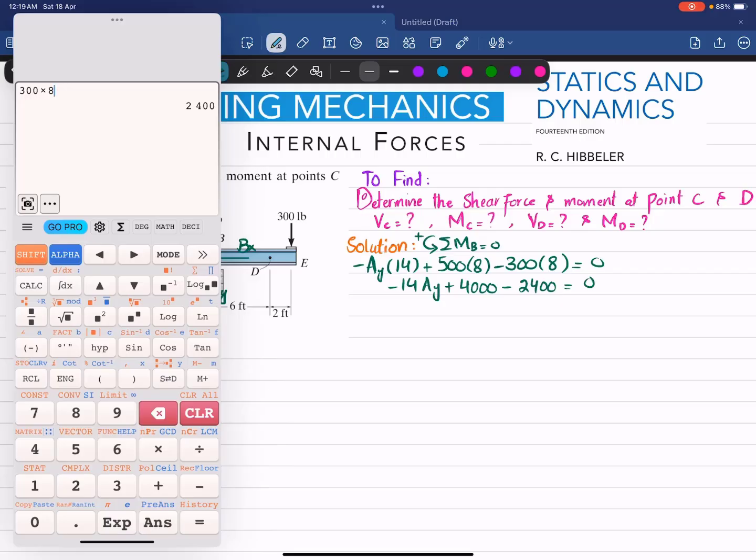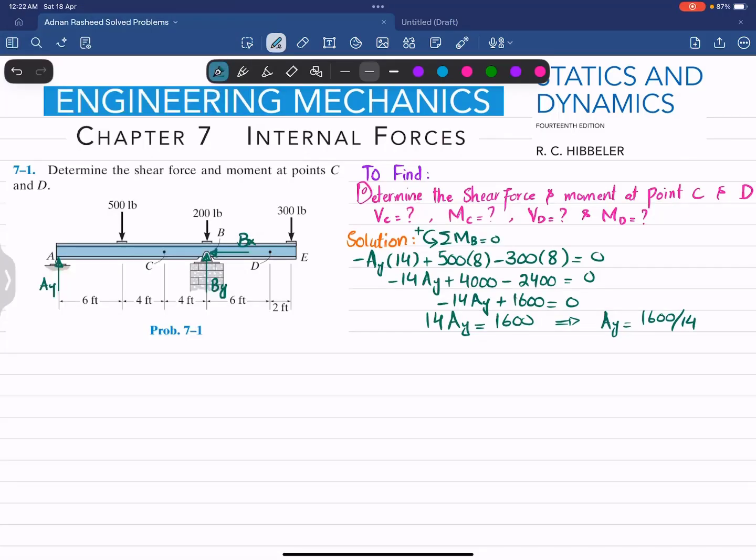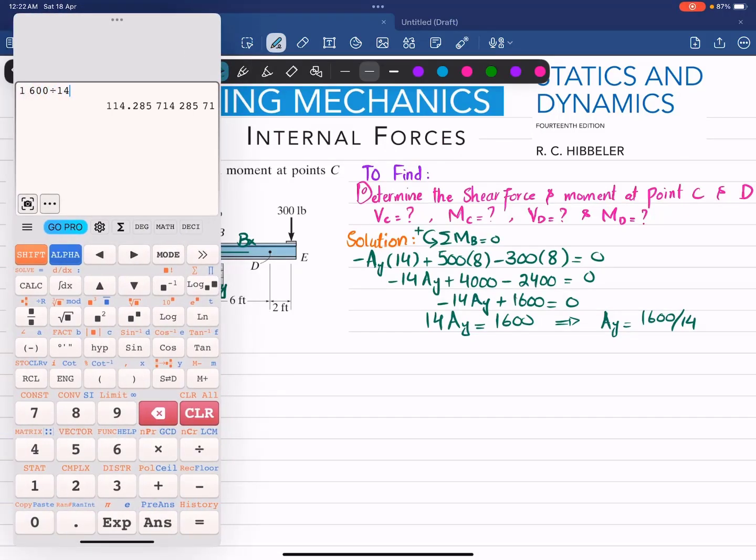So now 4000 minus 2400 will give you minus 14 Ay plus 1600 is equal to 0. So from here this 14 Ay will be equal to 1600, and from here we will get Ay equal to 1600 divided by 14. So Ay comes out to be 114.285, which will be rounded off to 114.29. So this is 114.29 pounds. So this is your Ay.